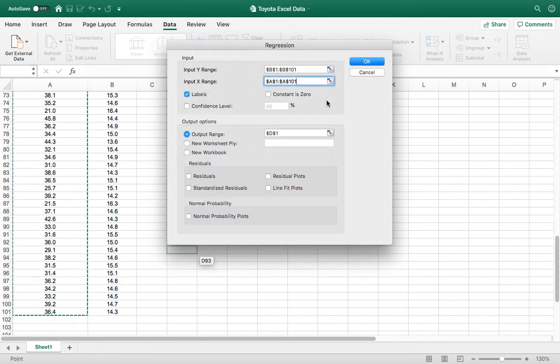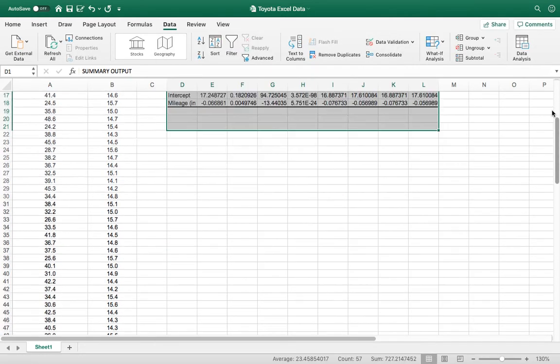Okay, and so I will click on labels because I did include labels. We can put confidence levels. It's going to default to 95%. We're not actually concerned about that, to be honest with you, for right now, but let's put it in at 95%, because it could well be that the significance level is going to be 5%, or if they don't tell us, we'll take it to be 5%. Output range D1, that's fine, and we're going to get the output all the way up here.